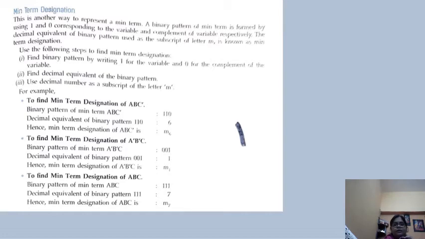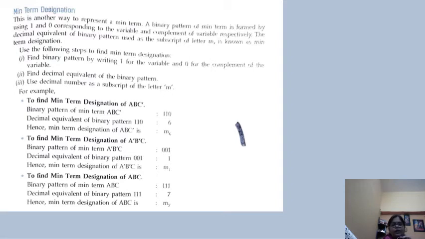See how the min term designation is done. These are the steps; write down the steps. We are going to take an example. Suppose the binary pattern of min term A, B, C complement: in binary A has the value 1, B has 1, and C complement means 0. When there is a complement, we suppose it as 0. So the decimal equivalent of the binary pattern 110 is 6. If you check the number system, you will get the number 6. So its min term designation will be written as M6.